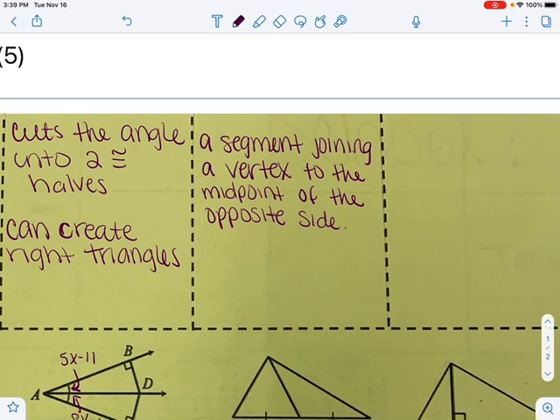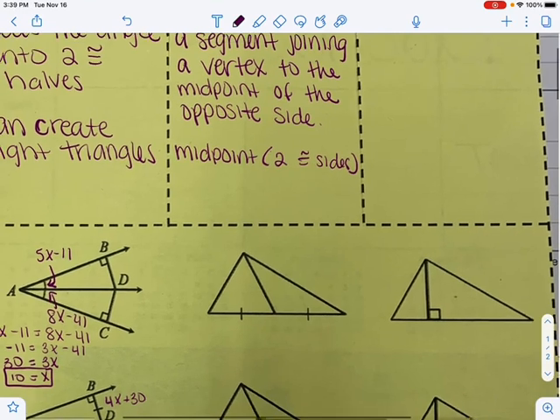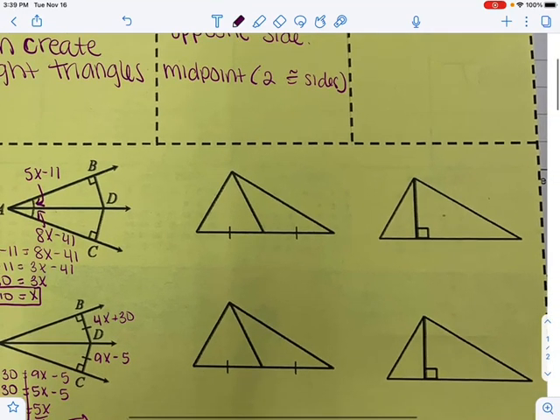So remember, if we have a midpoint, that means we have two congruent sides. Midpoint and congruent sides, just in case. So in this picture, if this is a midpoint, like they're telling us at the bottom, this side is 22, that means this side has to be 22.